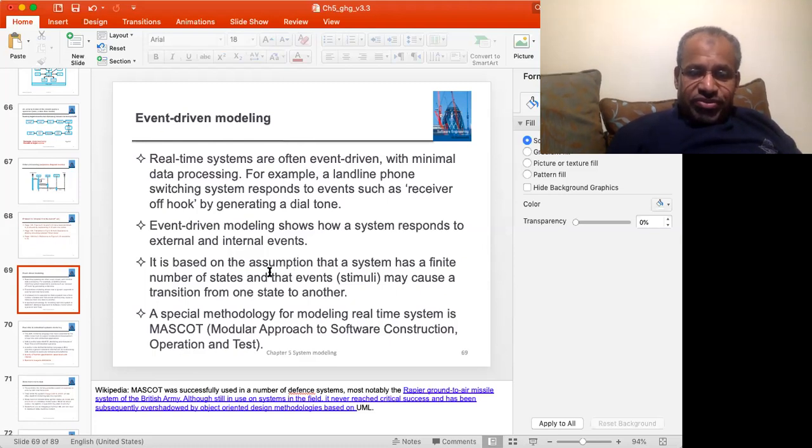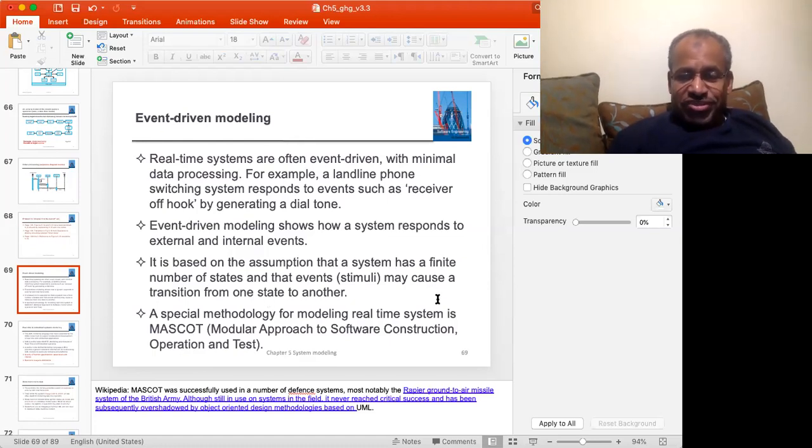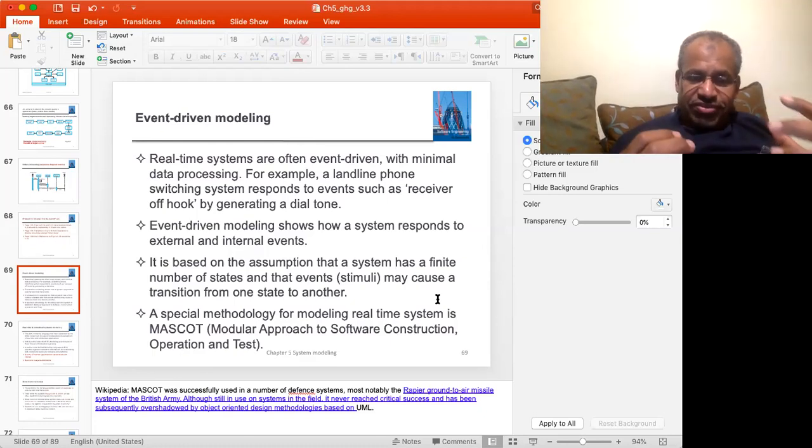Now, in the model that we see, which discuss our model state, the assumption is that the system has a finite number of states and that the events may cause transitions from one state to another. So this is essentially what an event-driven model is. We have events that are driving the changes in states of these systems, and the states are finite.